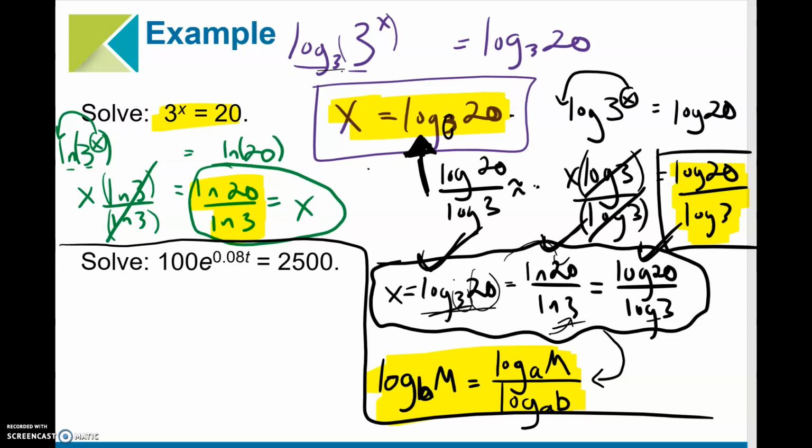So again, that's the same method. Think about, how did I solve that? I took the log of both sides. The base is my choice. That's what I'm going to do with the next one. However, I want to first isolate the exponential piece. So I've got one quick step of algebra.